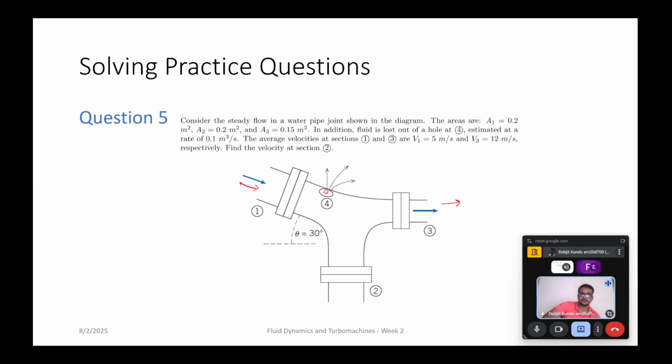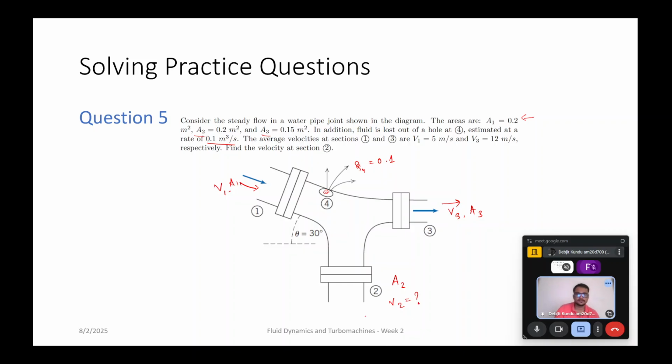And there is a leakage at four. So fluid is flowing out of that. So we can consider that as another outlet as well. So the areas are given A1, A2, A3, and the volume flow rate out of 4 is also given. So let's call this Q4, which is given as 0.1 in SI units. And the velocities at 1 and 3 are also given. So I know what V1 and A1 is. I know what V3 and A3 are. I know what A2 is. I need to find out what V2 would be.